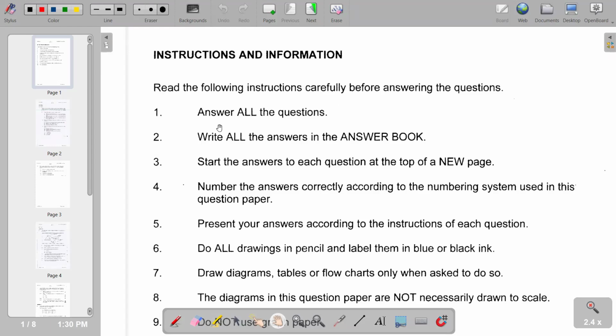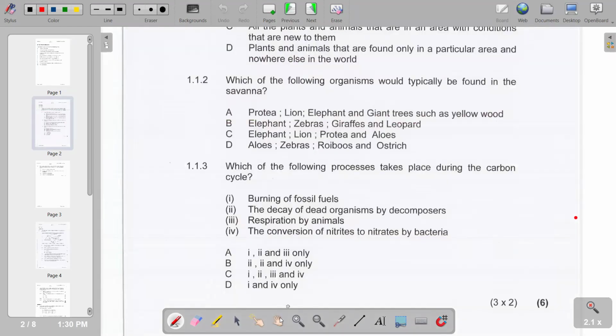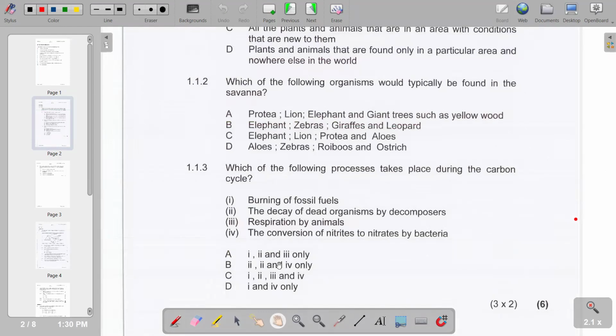So this is a question paper of September. In terms of instructions on the first part, we are supposed to answer every question that we have in the question paper. Very important to take note of that instruction. Then I'm going to our first part of the question paper, which is the multiple choice section.